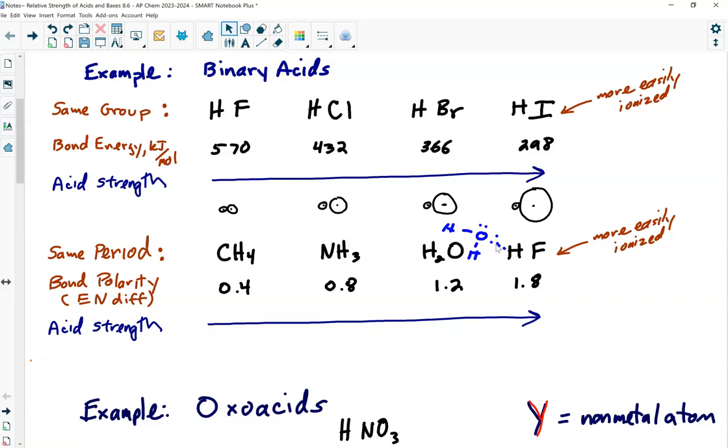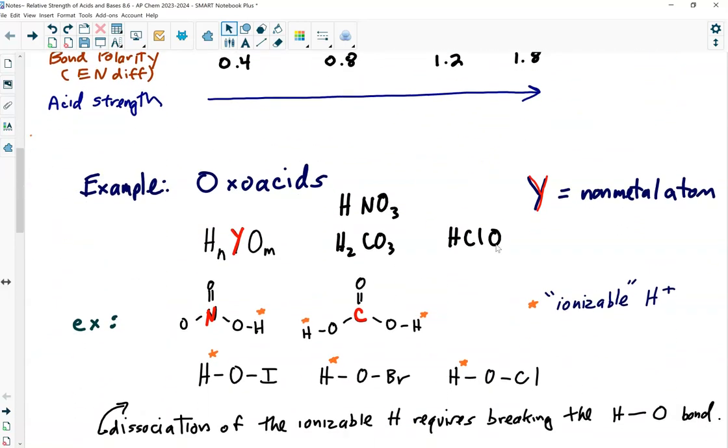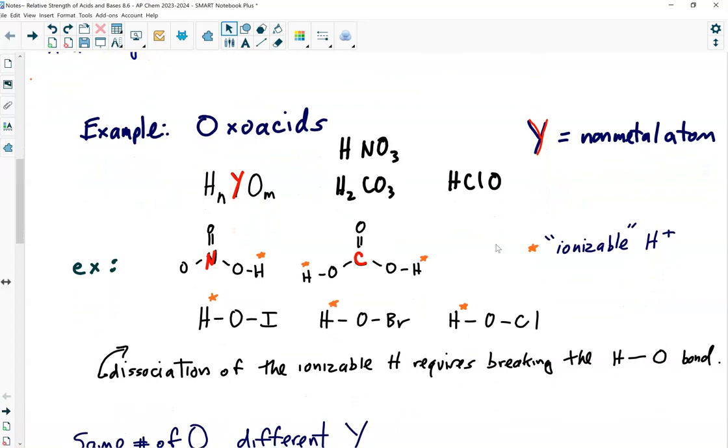All right. Now you also know that you have this whole other category of acids where you have hydrogen bonded to a polyatomic ion. I'm going to pause it for a second. Okay, so now you have these oxoacids, which are acids where hydrogen is bonded to some polyatomic ion containing a non-metal atom like HOI, HOBr, HOCl, H2CO3. Again, you see the ionizable hydrogen is the hydrogen that's bonded to the polyatomic ion in this case.